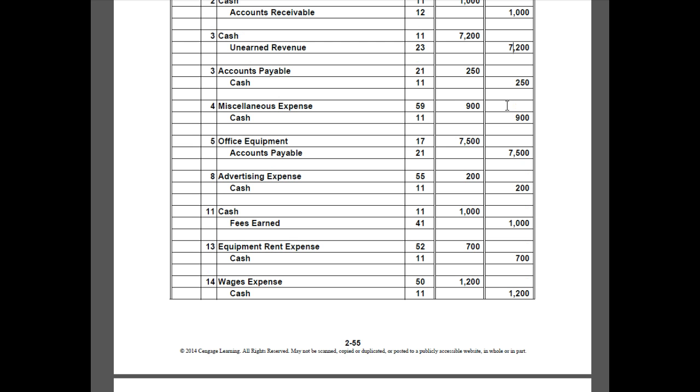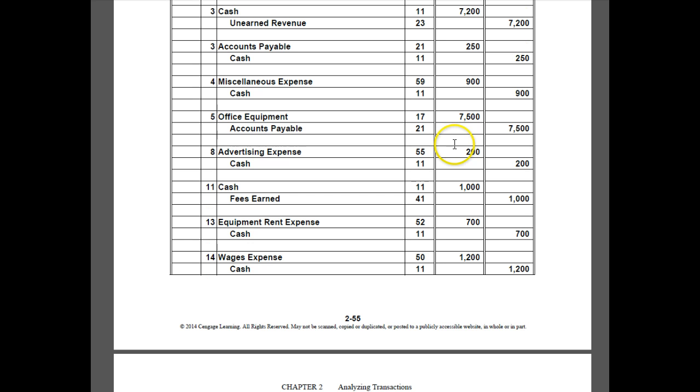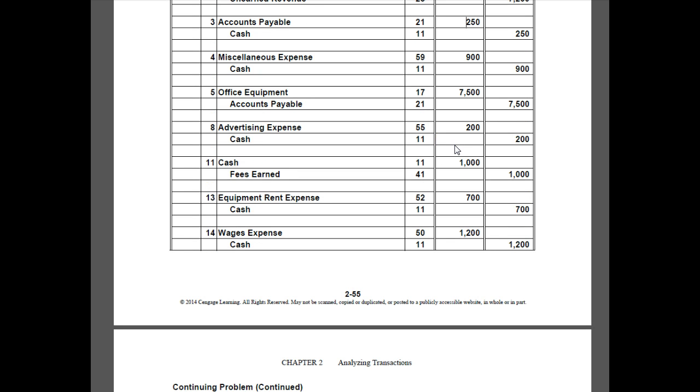Here's an accounts payable. It looks like she charged something, and she's now paying for it, so she's crediting cash, which detracts from the cash, and adding it to accounts payable. We've got a miscellaneous expense that she's paid. Again, comes right out of cash, goes into the expense account.